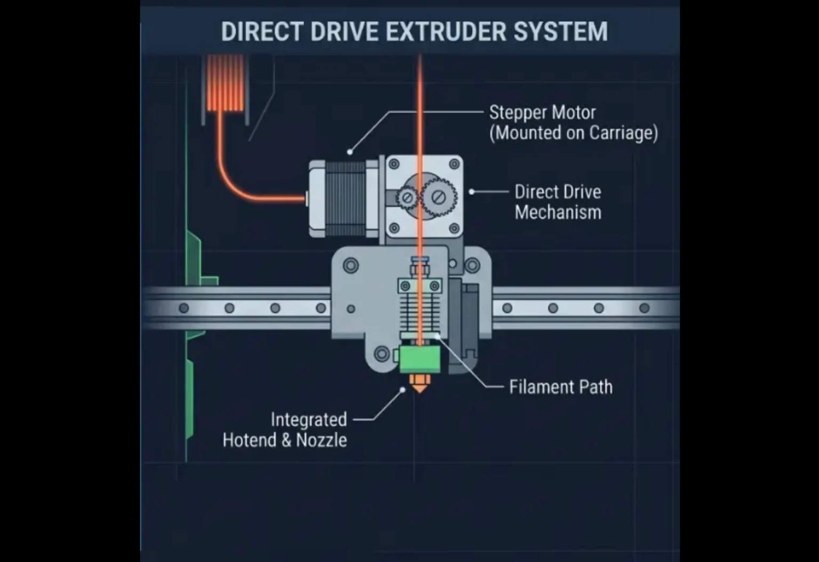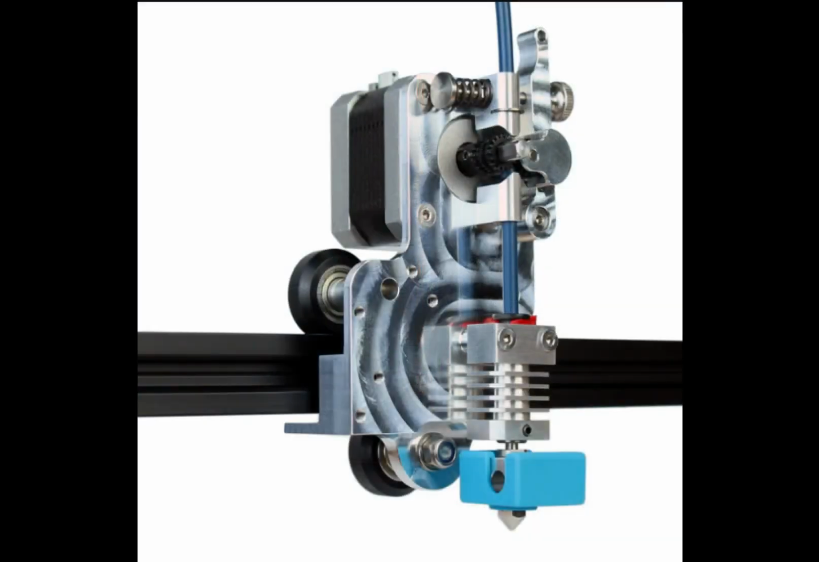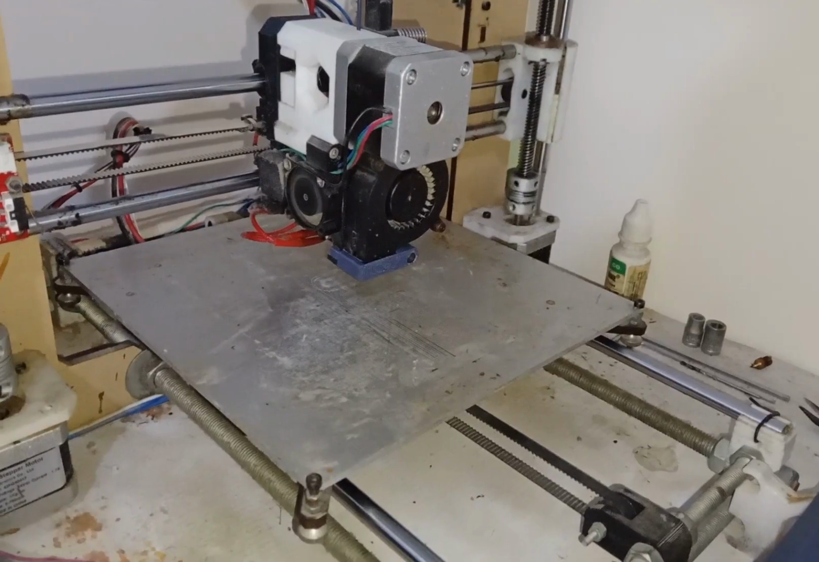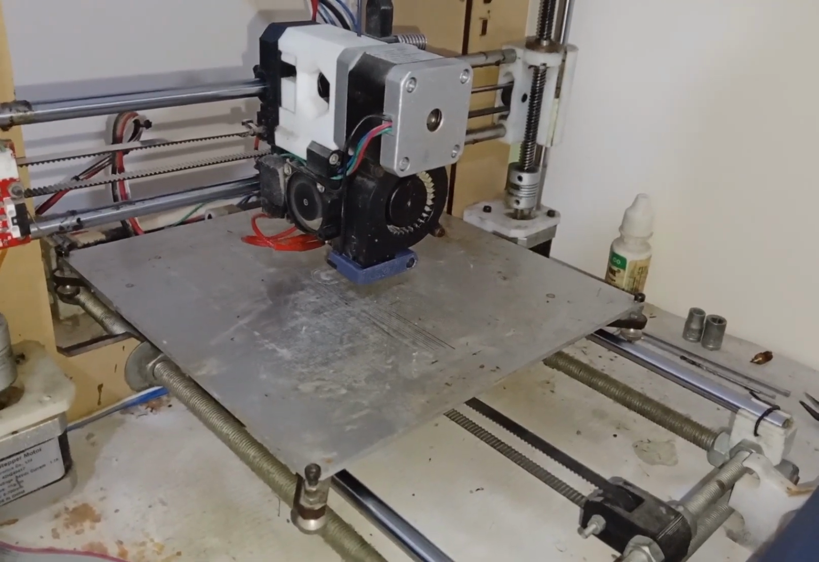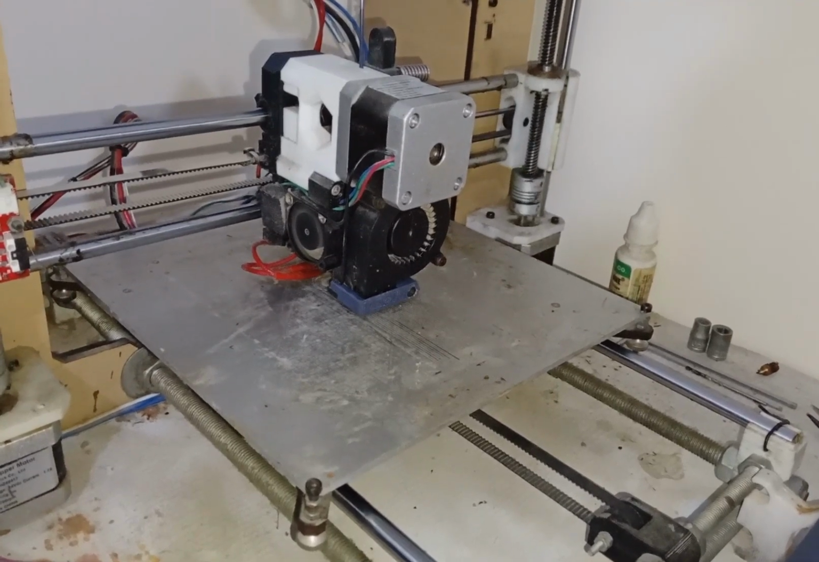The filament path is very short. Advantages: faster extrusion response, better retraction control, easier flexible filament printing, more precise extrusion. The filament has less room to bend, compress, or stretch. This gives the system greater control.